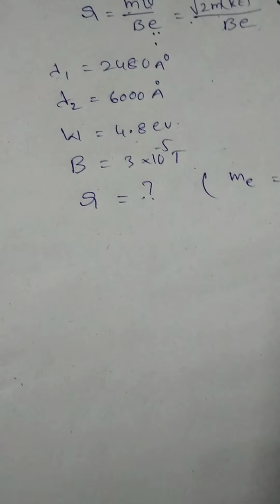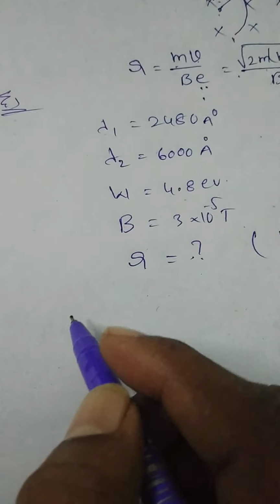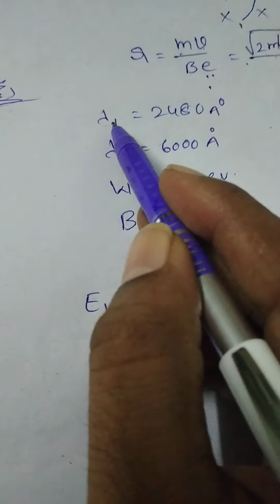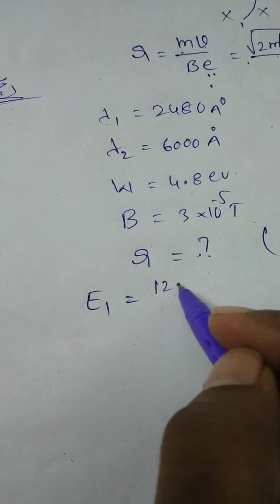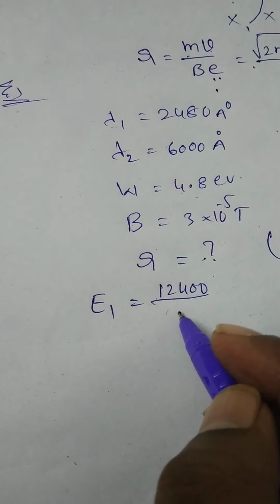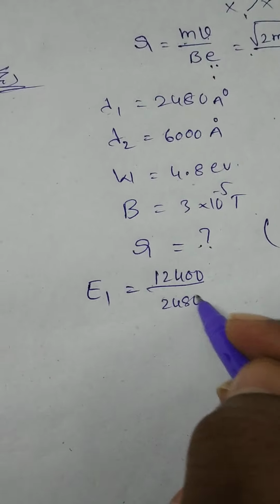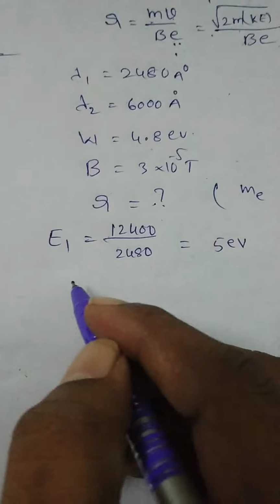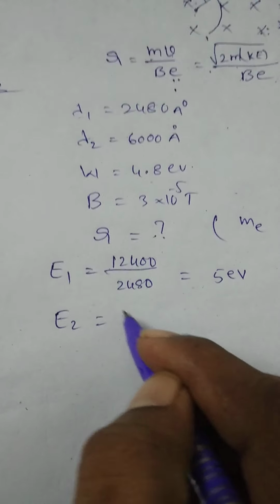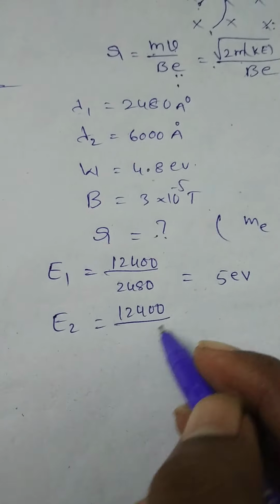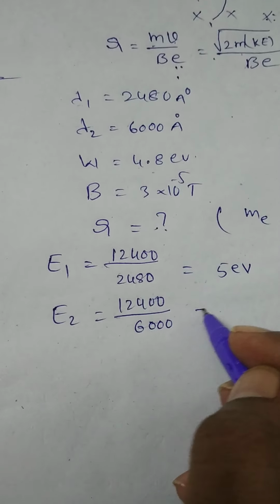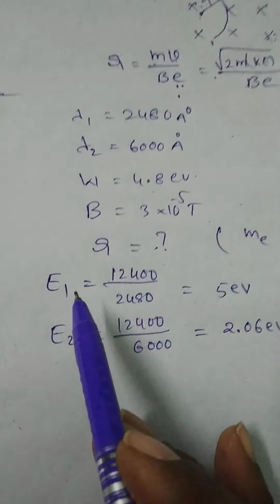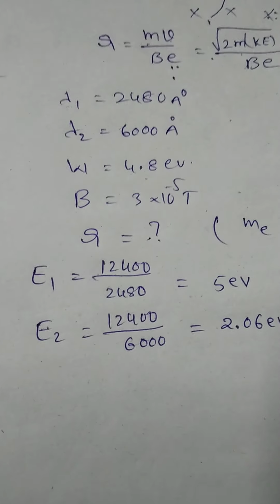Just from here, let us find the energy of the first photon. Energy of the first photon having wavelength lambda 1 is given by 12,400 by lambda in angstrom units, 2480. This is 5 electron volts. Energy of the second photon is given by 12,400 by 6000 angstrom units. It is 2.06 electron volts. These are the two photons incident on the photometal.